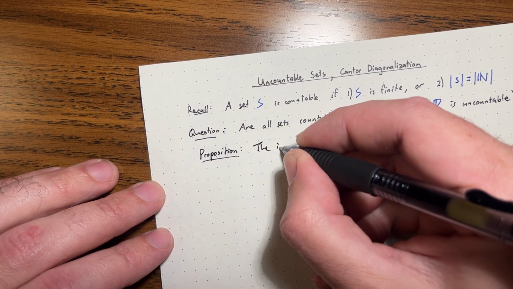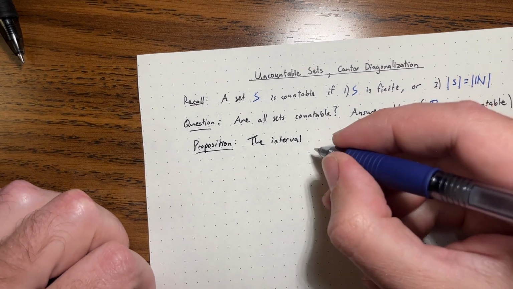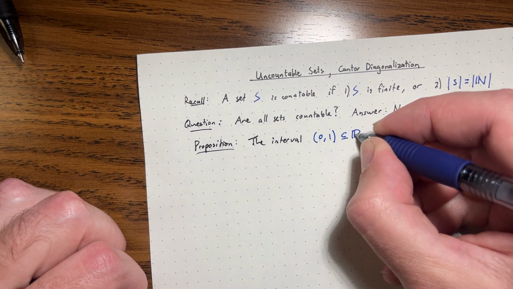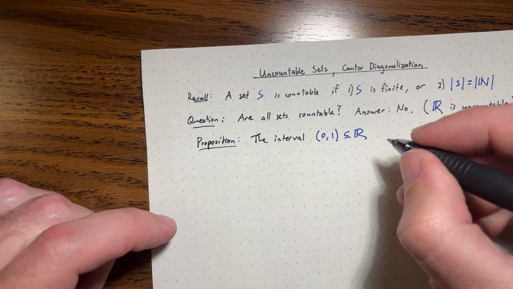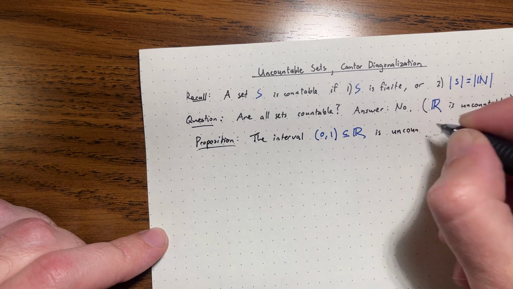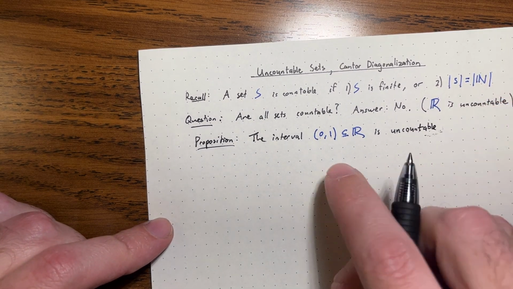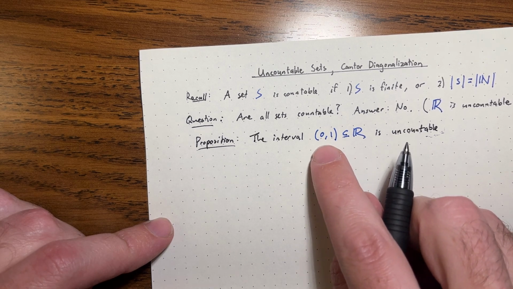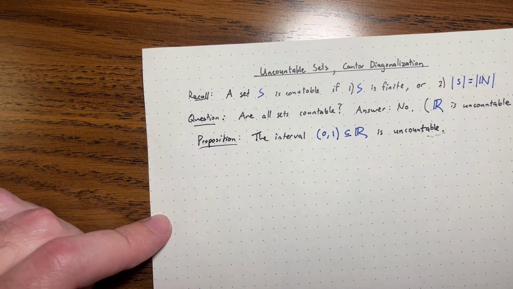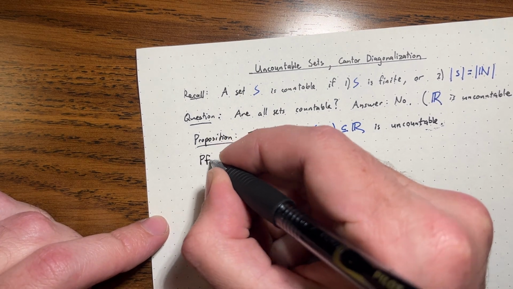The interval just between 0 and 1, so the real numbers just between 0 and 1, even that is uncountable already, let alone all the real numbers. So even if we just considered a small interval from 0 to 1, just all the real numbers living inside here, that already is uncountable. And here's the idea.